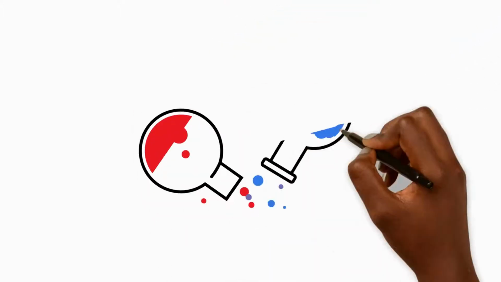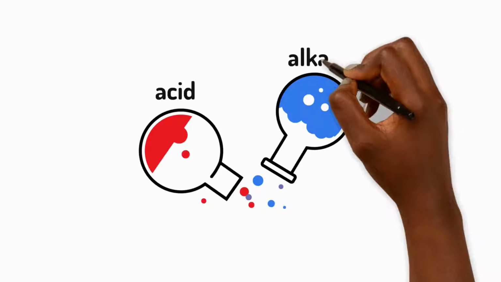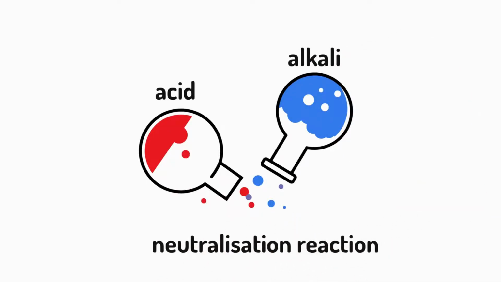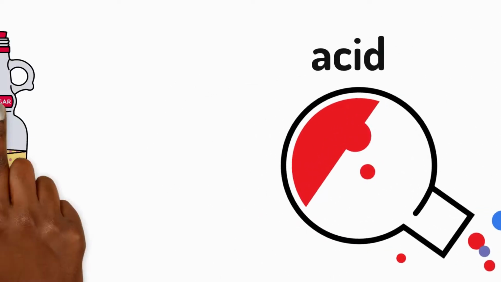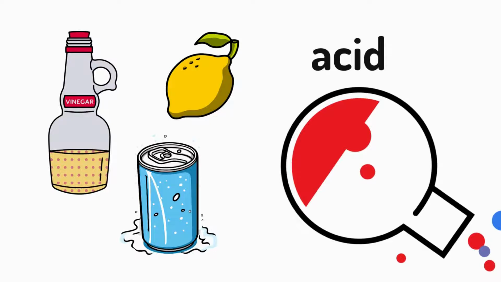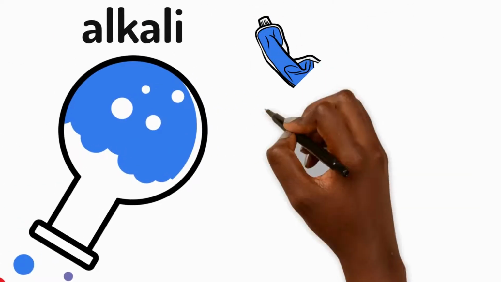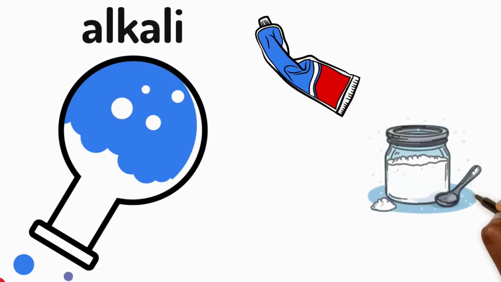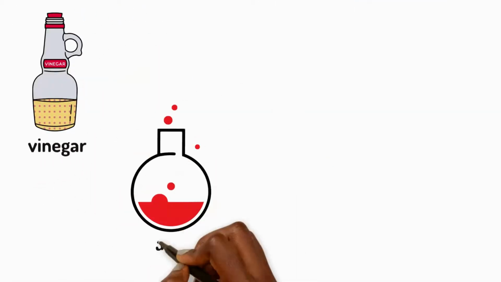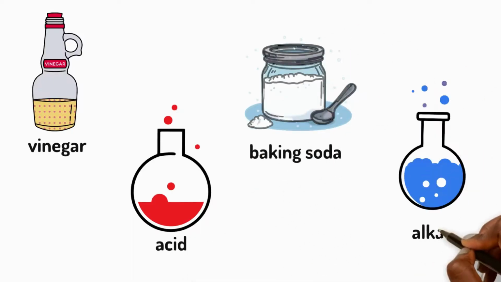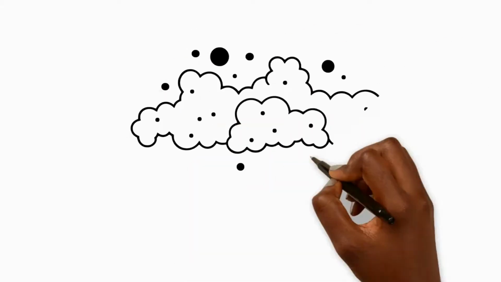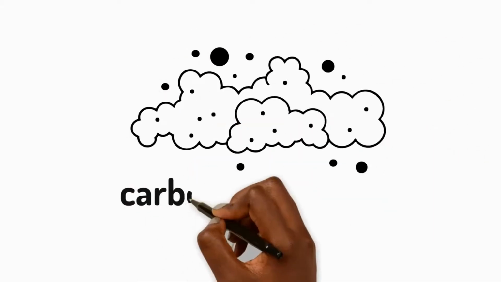Another irreversible change occurs when mixing acids and alkalis. This is called a neutralisation reaction. Acids are substances like vinegar, lemon juice, and fizzy drinks. Alkalis are in things like toothpaste, baking soda, and oven cleaner. When vinegar, an acid, and baking soda, an alkali, are mixed together, a new substance is produced. That substance is carbon dioxide gas.